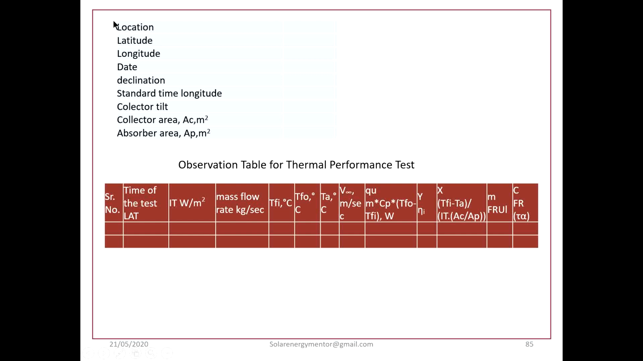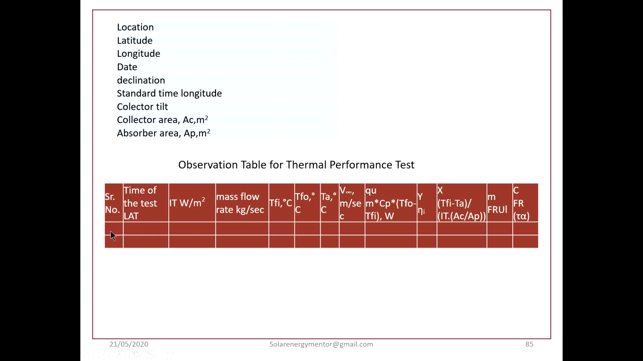So a single sheet for a single day, or a single sheet for a single session of 16 sets. Location, for example, say Nagpur, latitude, longitude, date, declination, standard time longitude, collector tilt, collector area AC and absorber area AP. So these details are entered here, and then the observation table will have the following parameters.